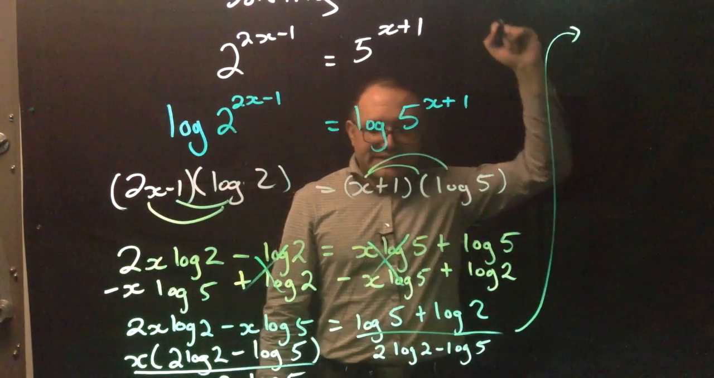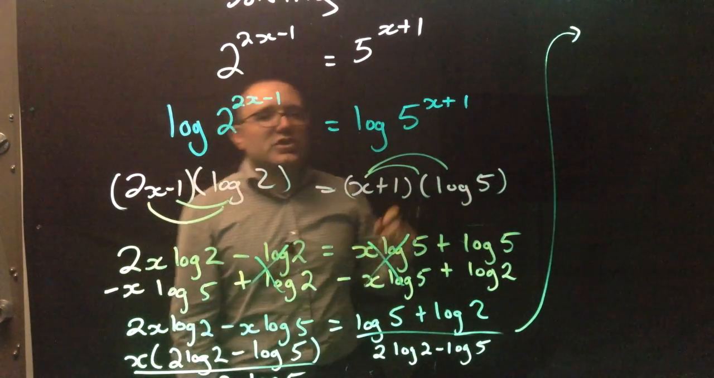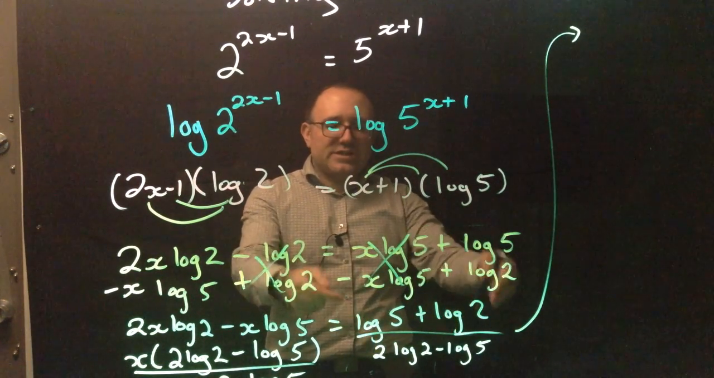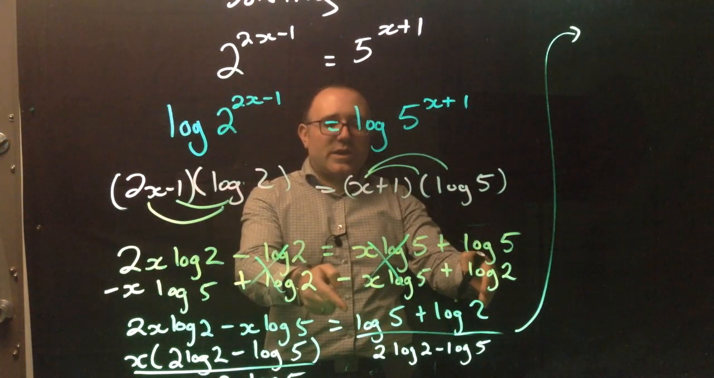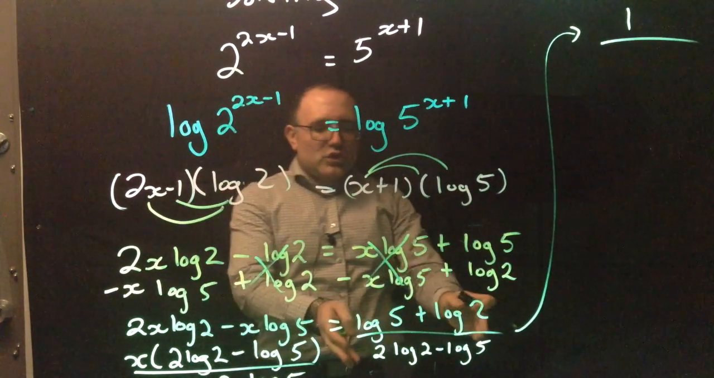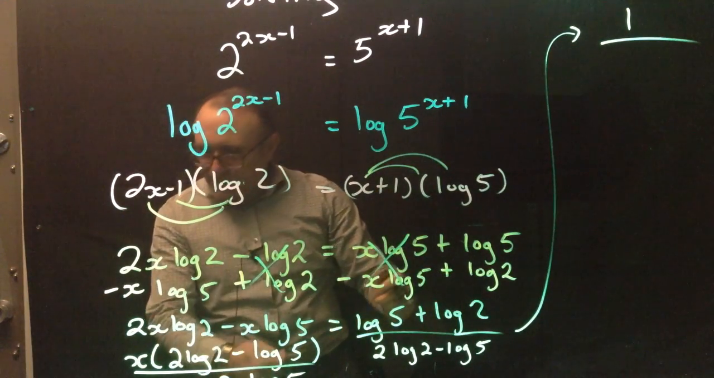I've been finding that scientific calculators are not smart enough to do this all at once. So what you should be doing is log 5 plus log 2 in your calculator. That gives us 1. Then you do 2 log 2 minus 2 log 5. That gives us a negative answer.